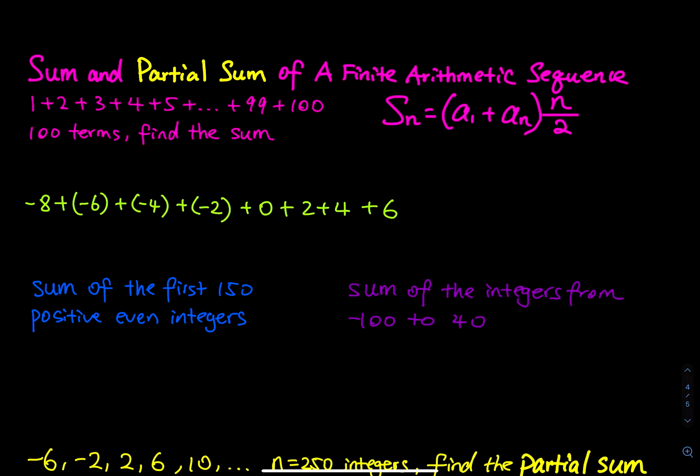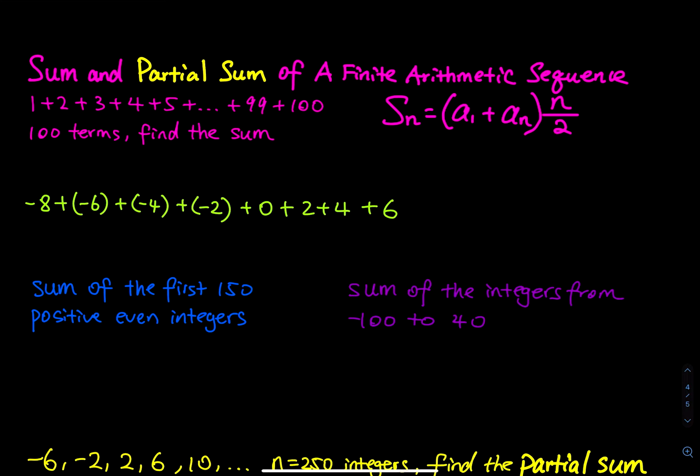But today I want to show you how to use this formula to find the sum. So the sum, the S of n, S stands for sum, n is the number of terms. You add the first term and the last term. You multiply by the number of terms divided by 2 to get the sum.